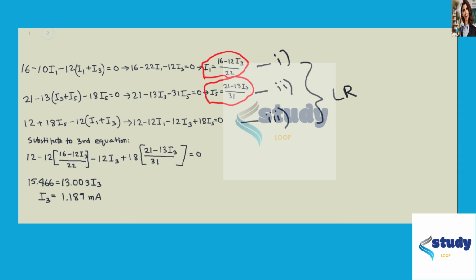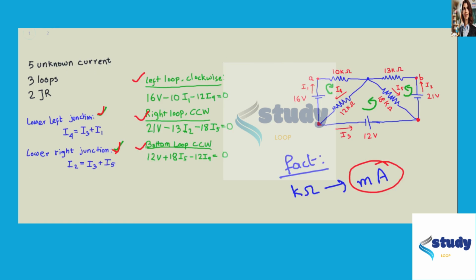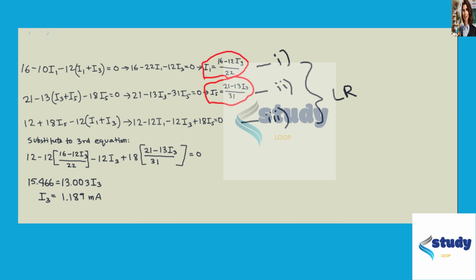So what we did here is, again, we switched our I4 to I3 plus I1 right here, and then again wrote that in terms of I1 and I3 and I5 only. And since these two expressions give us the expressions for I1 and I5, we can easily plug these values over here, and that's what we did.